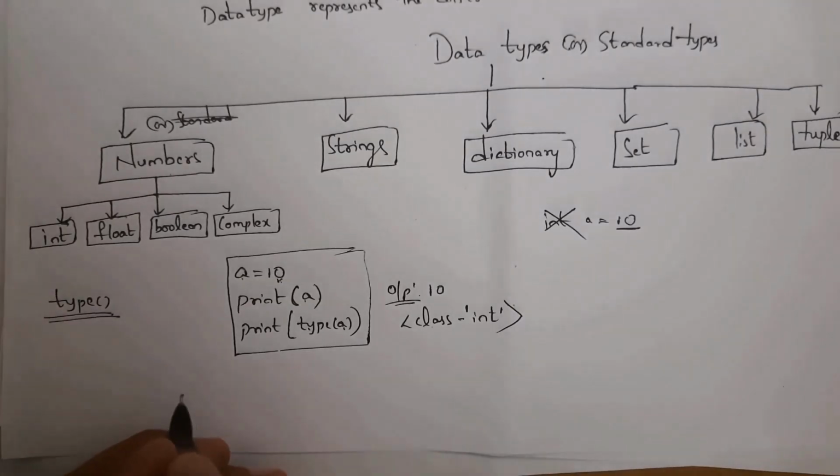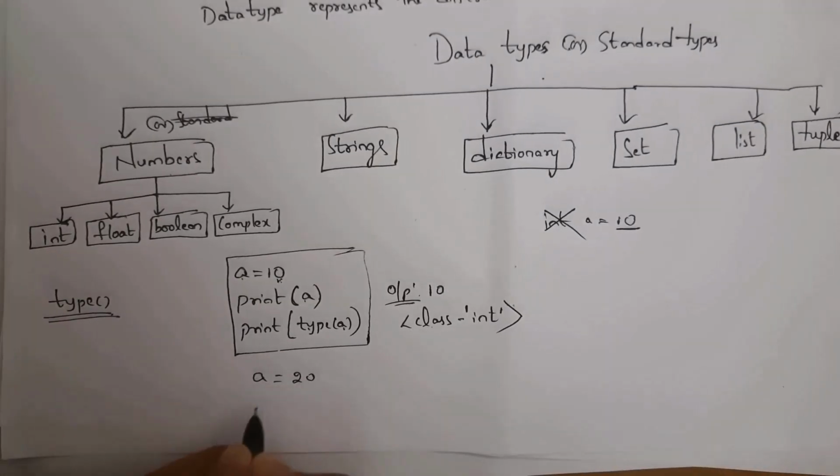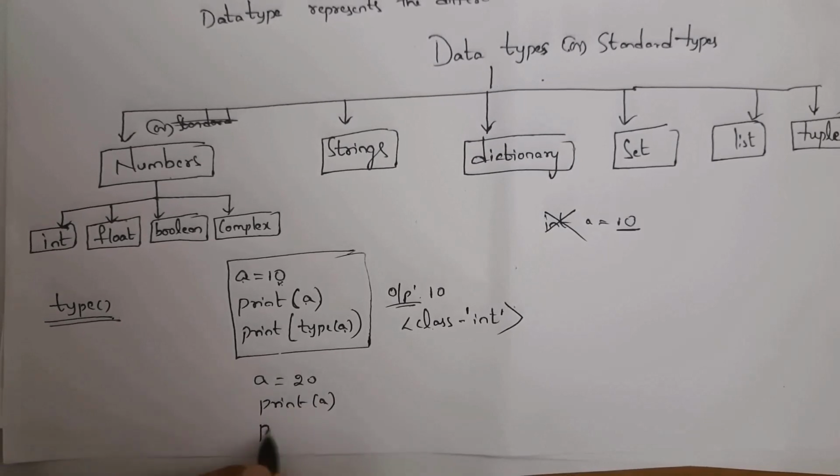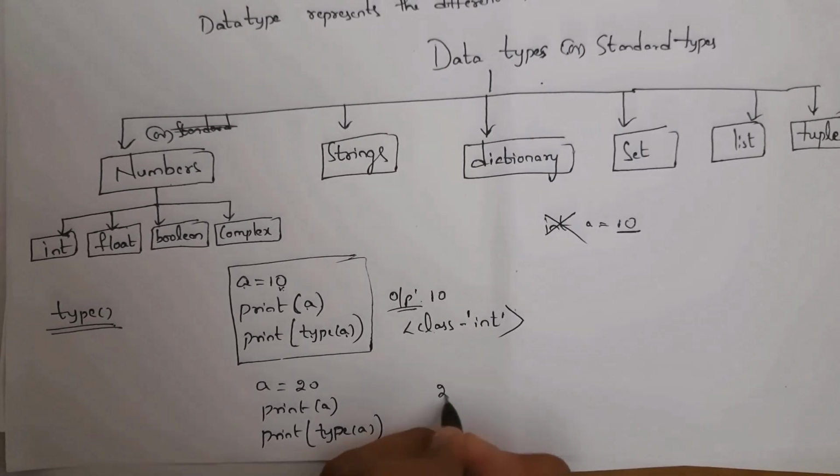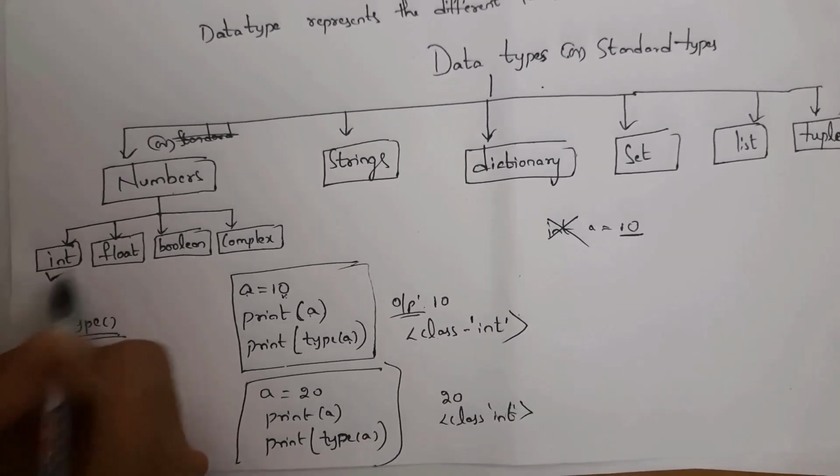I will give one more example. Here I written a equal to 20, and I written print a and print type of a. Whenever you execute this program, then you will get output 20 and class int. This is integer data type.